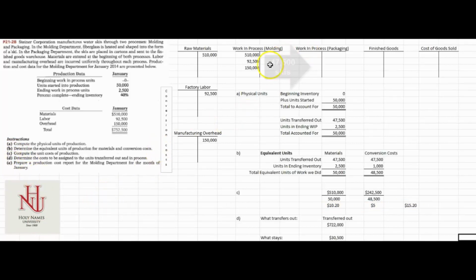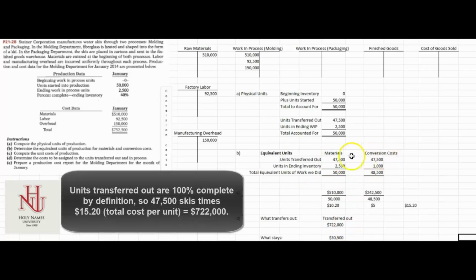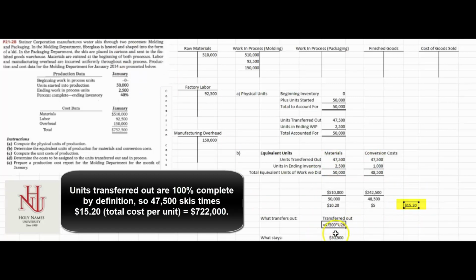Part D asks us to determine the cost to be assigned to the units that transferred out. In other words, these 47,500 units that went out, how many dollars went with them? Those 2,500 units that are left, how many dollars stayed? Well, what went out is 47,500 units that got transferred out at $15.20 per unit. So $722,000 transfers out.